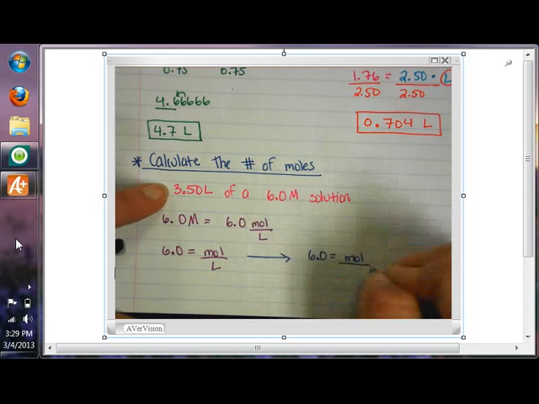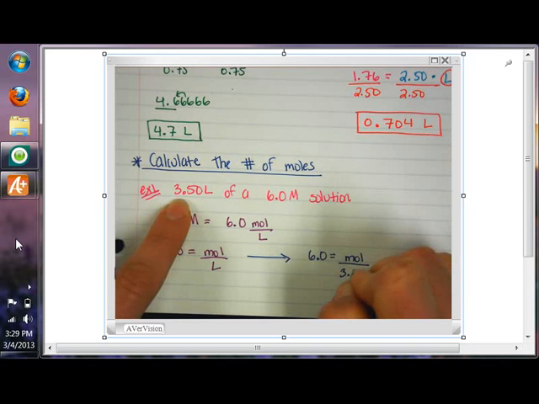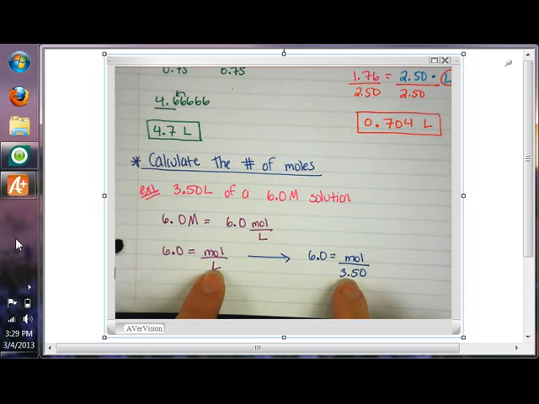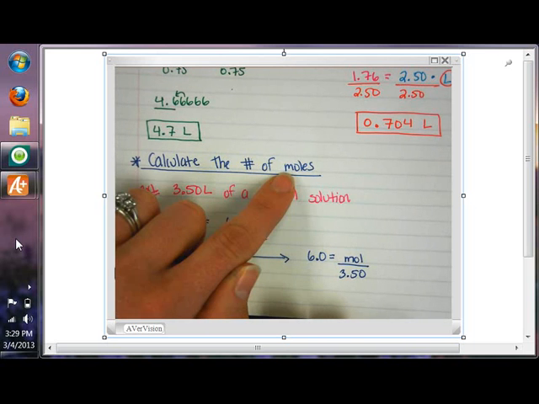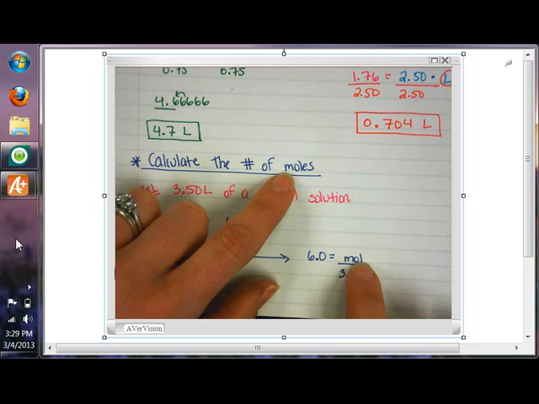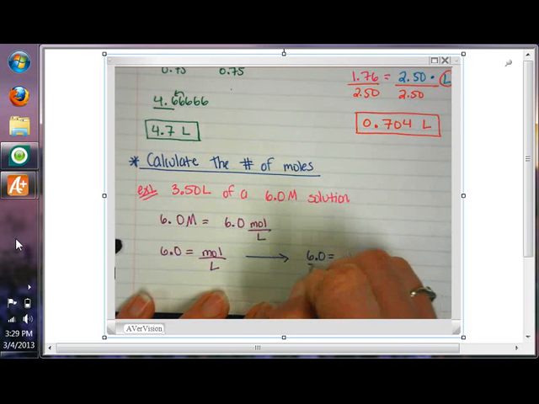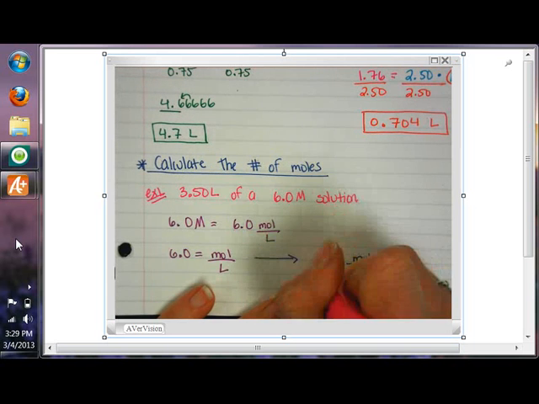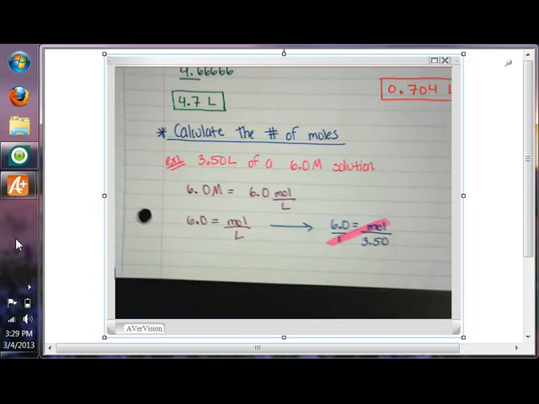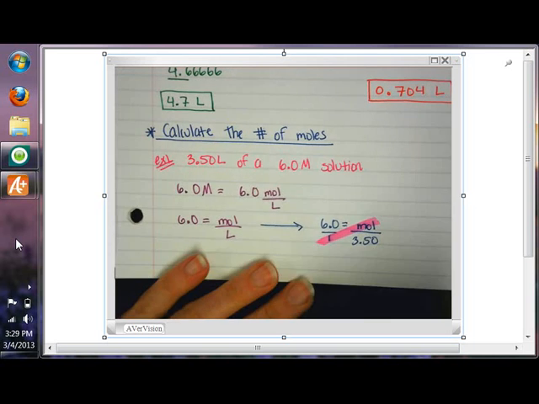I'm just going to do it over here to give myself room. 6.0 equals moles all over the liters, 3.50. So see, I just plugged the 3.50 in the liter part. And they wanted moles, and notice I've got moles blank. So technically the 6.0 is over 1. So I'm going to cross multiply.